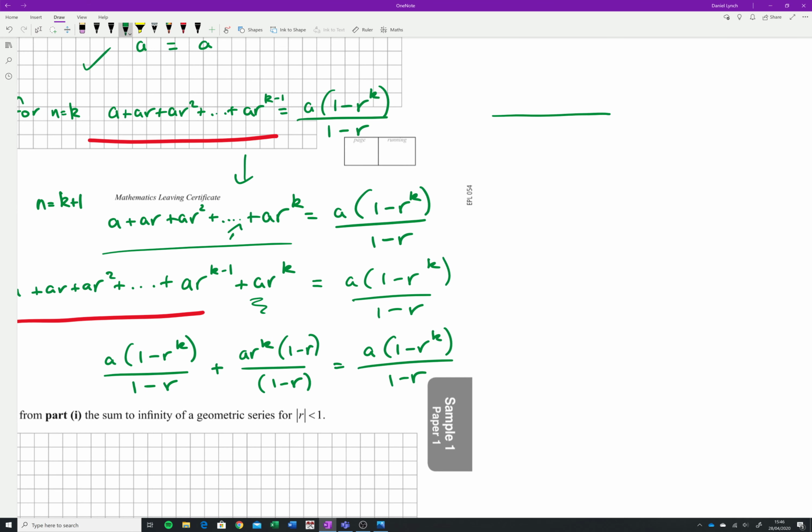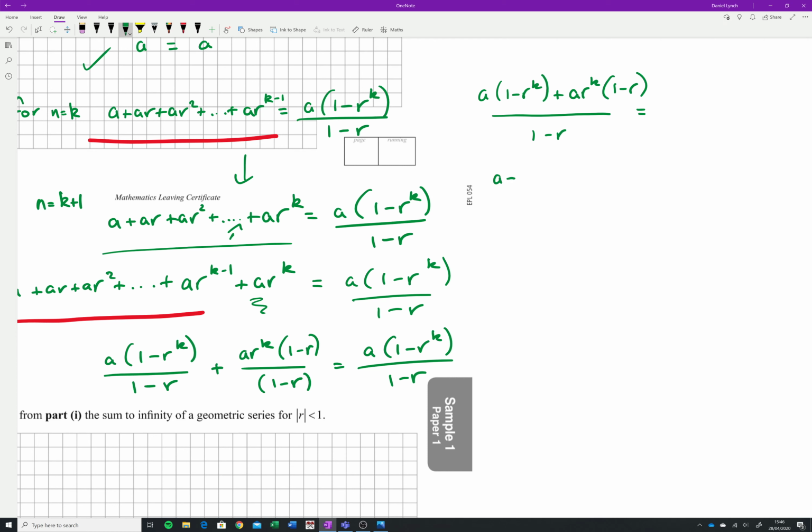Okay, we have here a times (1 minus r^k) plus ar^k times (1 minus r), and that's all over (1 minus r) squared. That's what that left hand side becomes. I'm not going to bother with the right hand side. Okay, is there anything to do? Multiply out, I guess, would be the thing that strikes me.